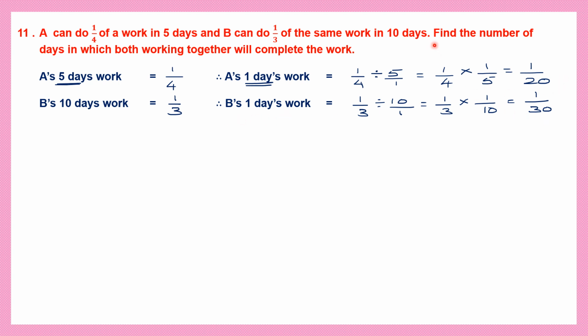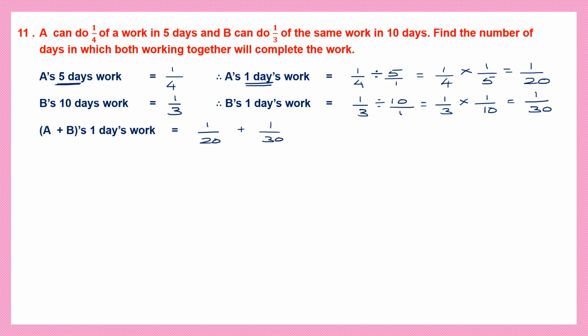and B's 1 day's work is 1 by 30. The question is to find the number of days in which both working together will complete the work. That means we need to find A's and B's 1 day's work and find the sum of that. So A plus B's 1 day's work will be 1 by 20 plus 1 by 30.